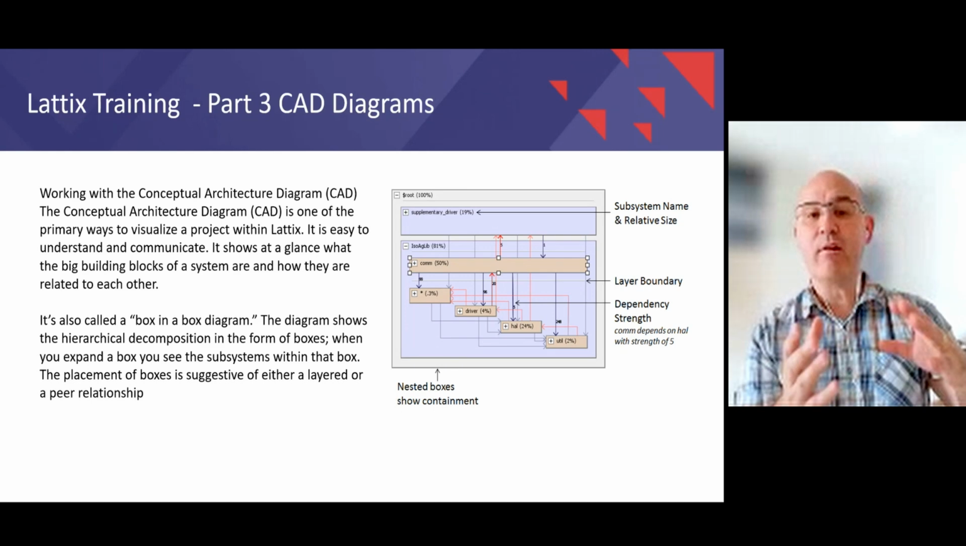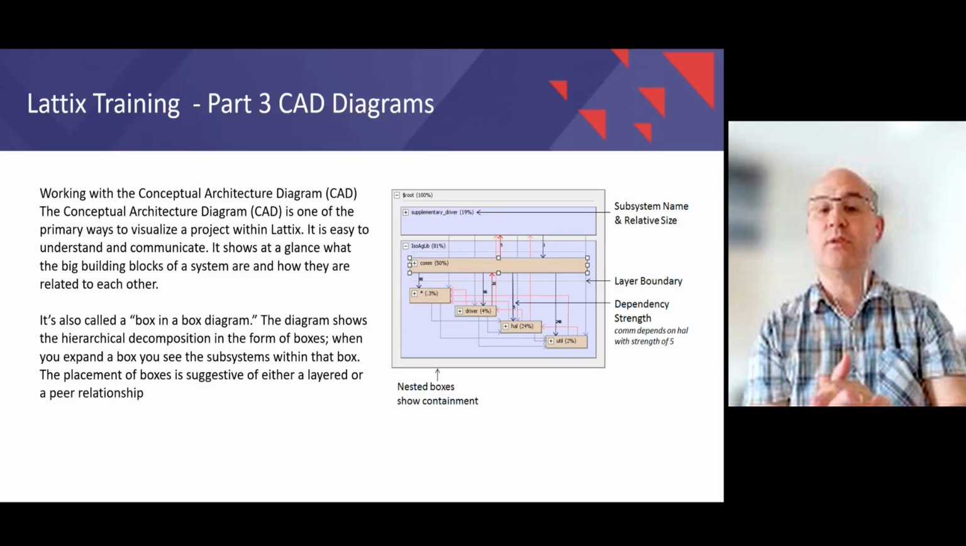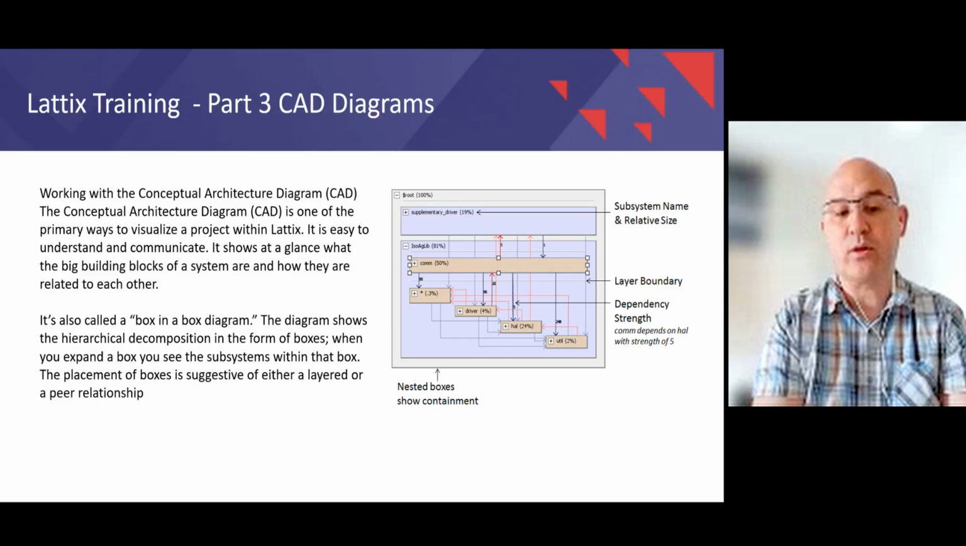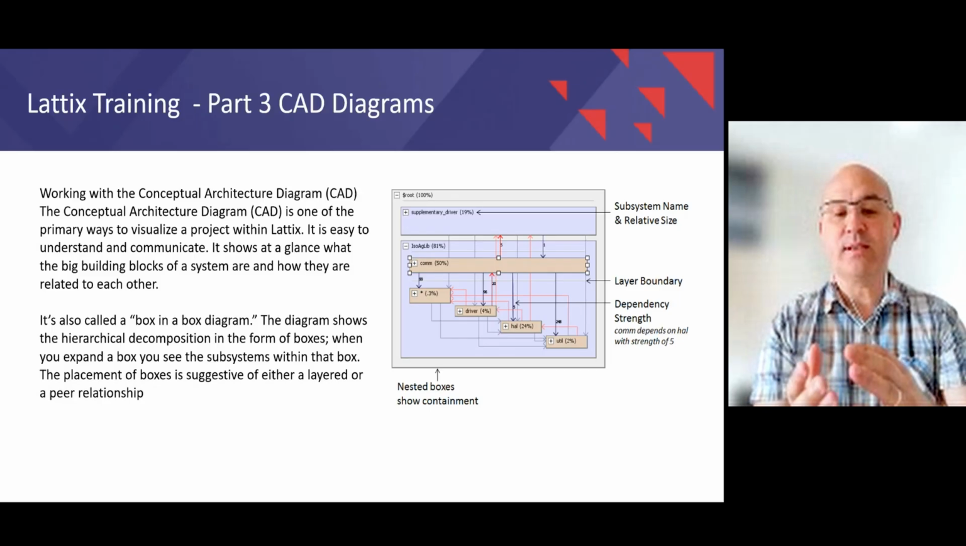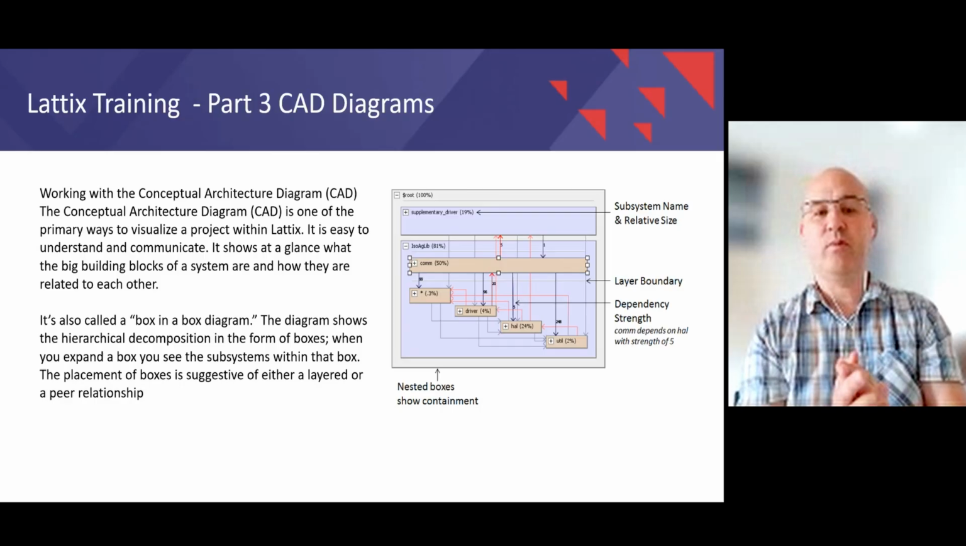The diagram shows the hierarchical decomposition in the form of boxes. When you expand a box, you see the subsystems within that box. The placement of boxes is suggestive of either a layered or a peer-to-peer relationship.